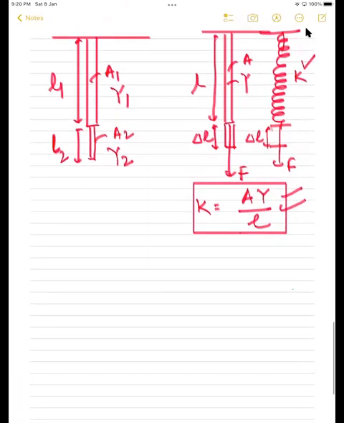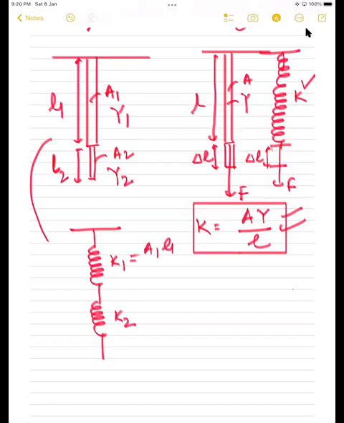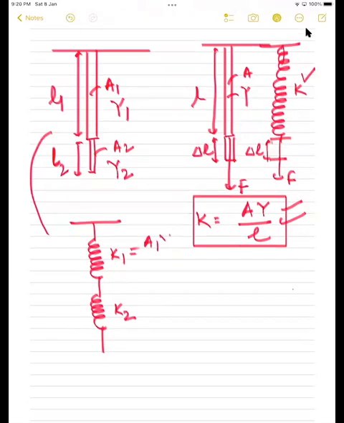So this diagram we can compare with springs. Here one spring is connected for the first rod, and this is another spring for the second rod. Here the spring constant is K1 and here it is K2. K1 is A1 Y1 by L1, where Y1 is the Young's modulus of the first material. Similarly, K2 will be A2 Y2 by L2.